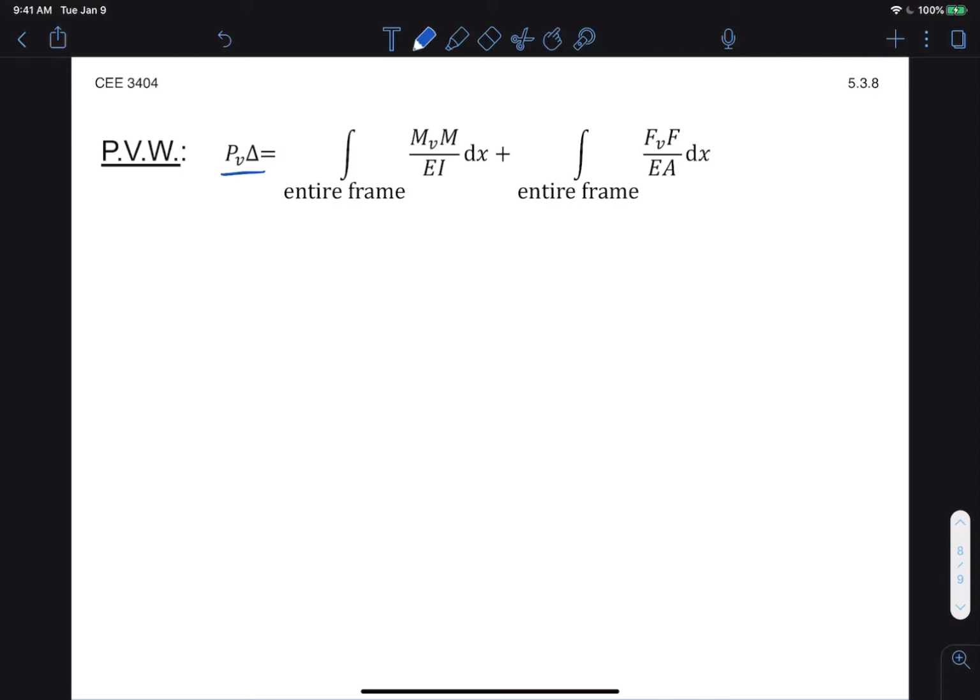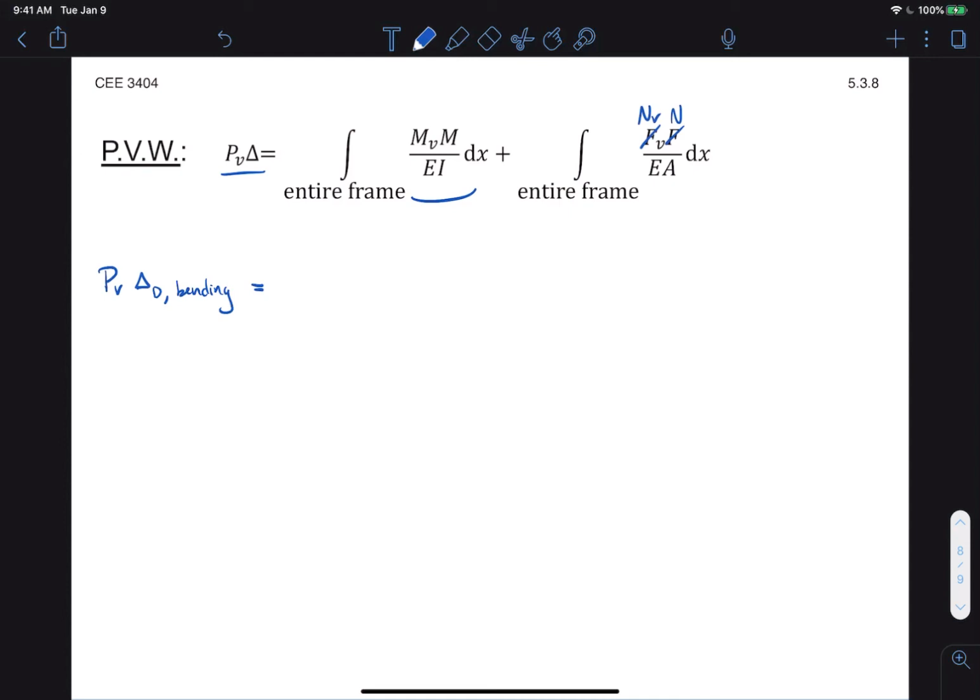Now, I chose to use N for my axial forces, so I should update this equation. You're free to use whatever variable you choose. So let's start by considering first just a deflection due to bending. So we'll denote this as delta D bending. And that's going to be equal to this term integrated over the 3 sections separately.